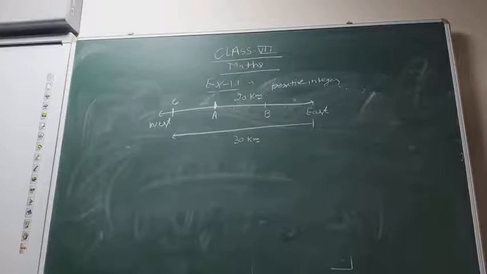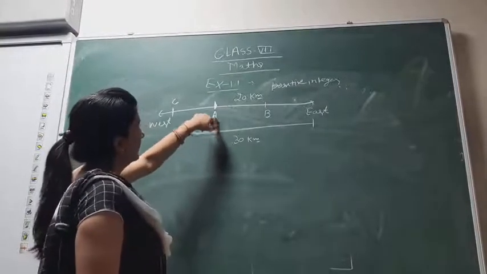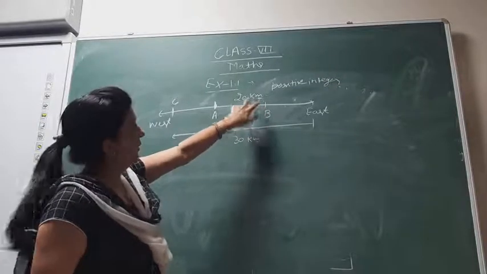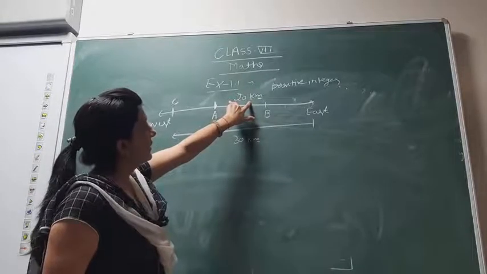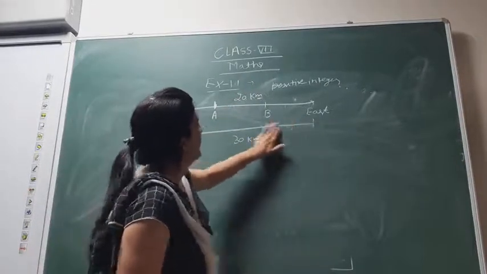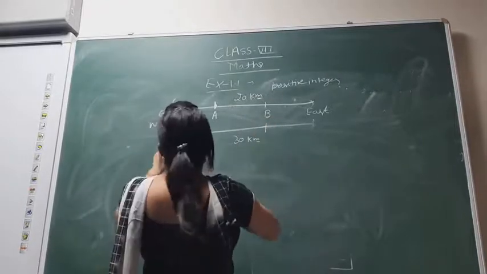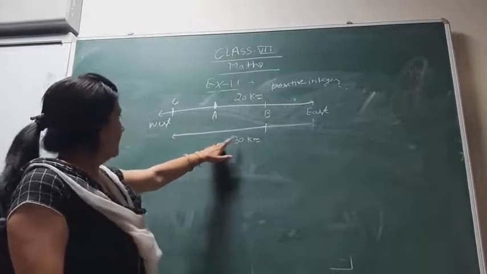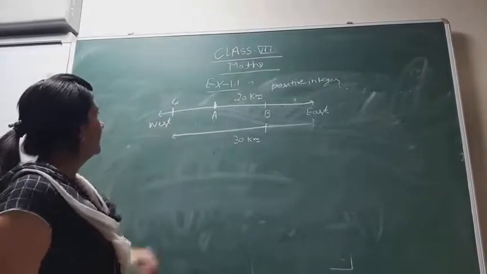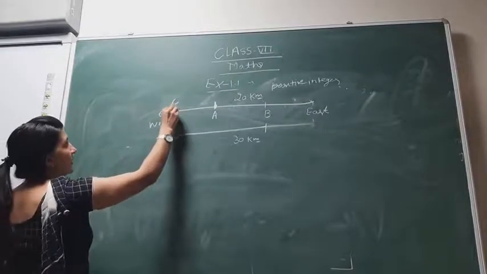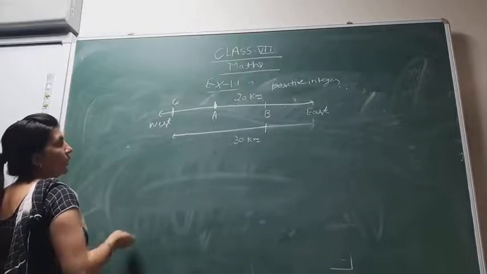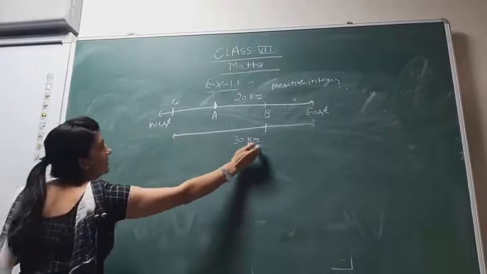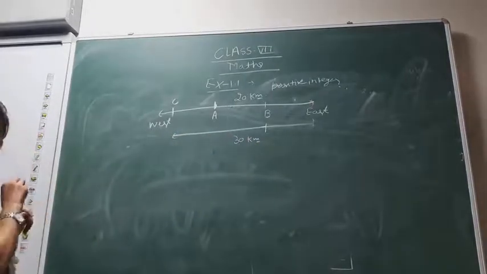So let us start. Firstly, Rita is here. Then she starts moving towards east. In east, she goes to point B. So she covered 20 kilometer distance. After reaching point B, she starts moving to west. When she goes to west, she covered a distance of 30 kilometer. So we say that in west, she comes to point C. So we have to talk about the distance between A and C. The distance between B and C is 30 kilometers. This is our sixth question.